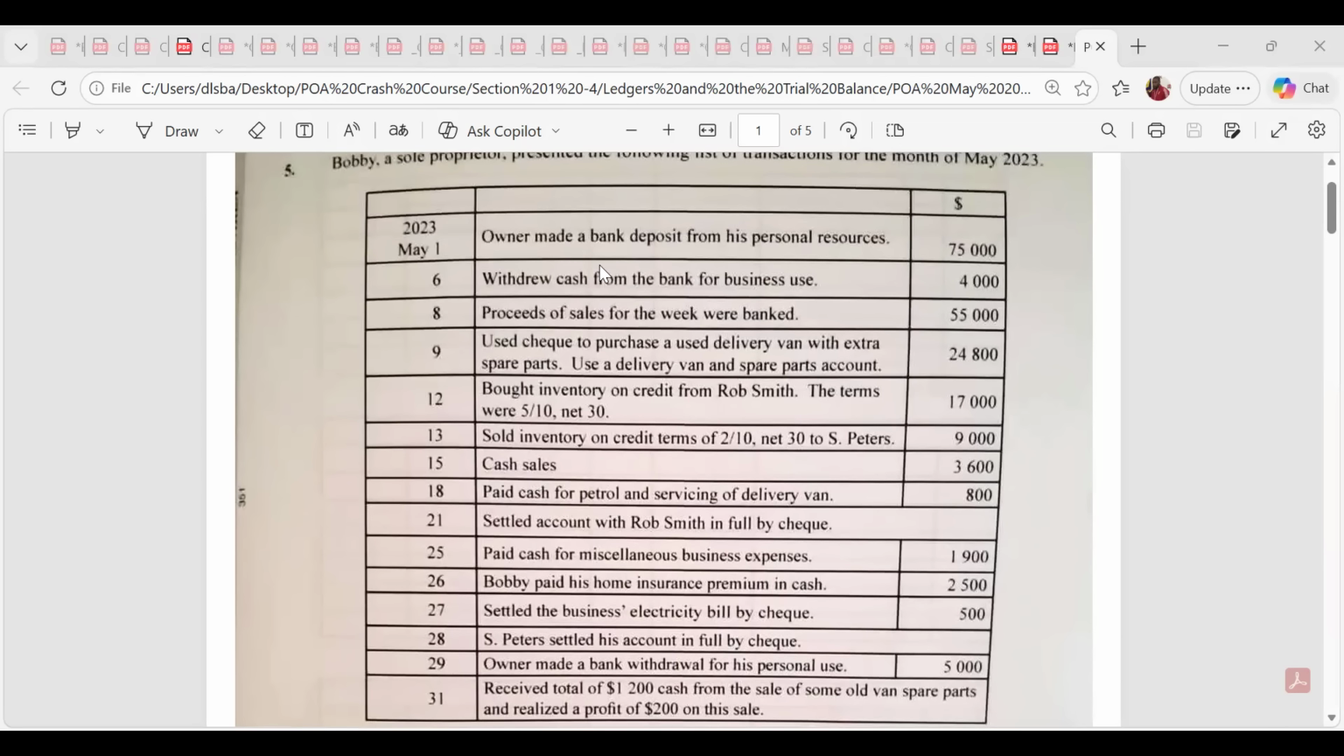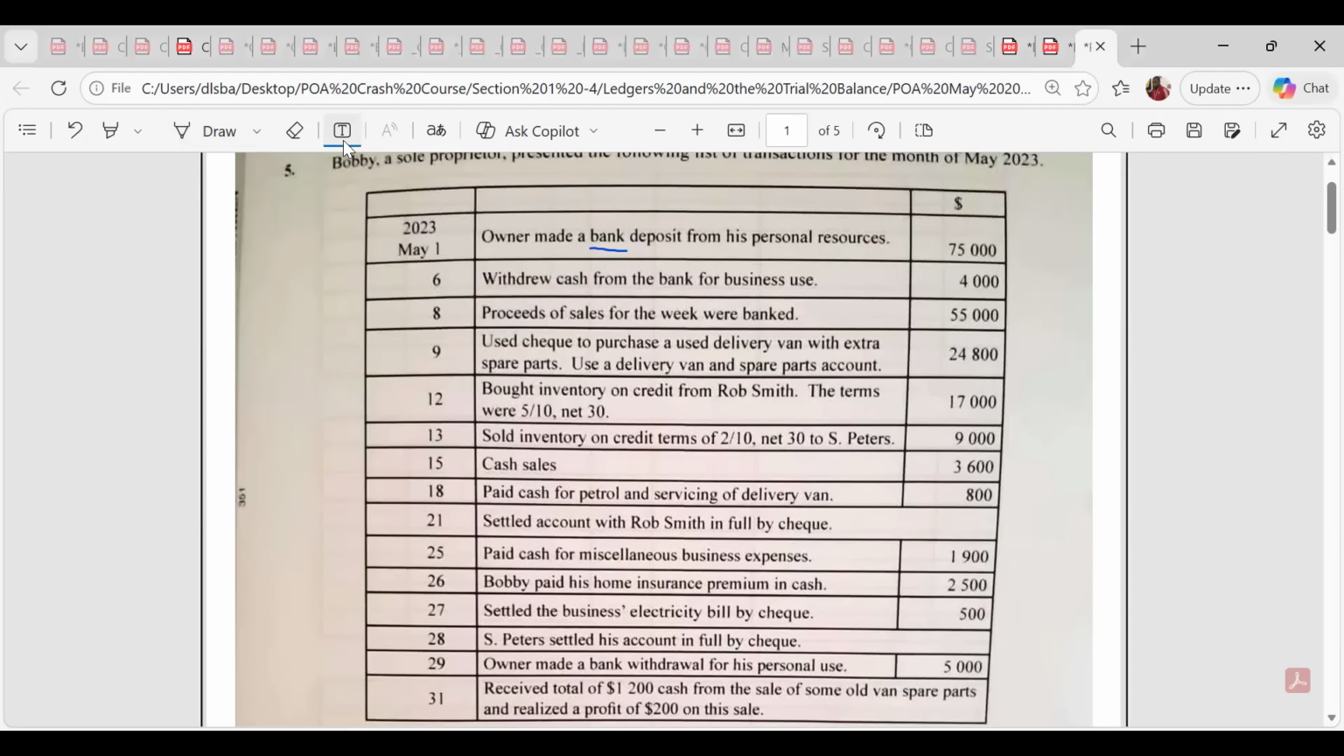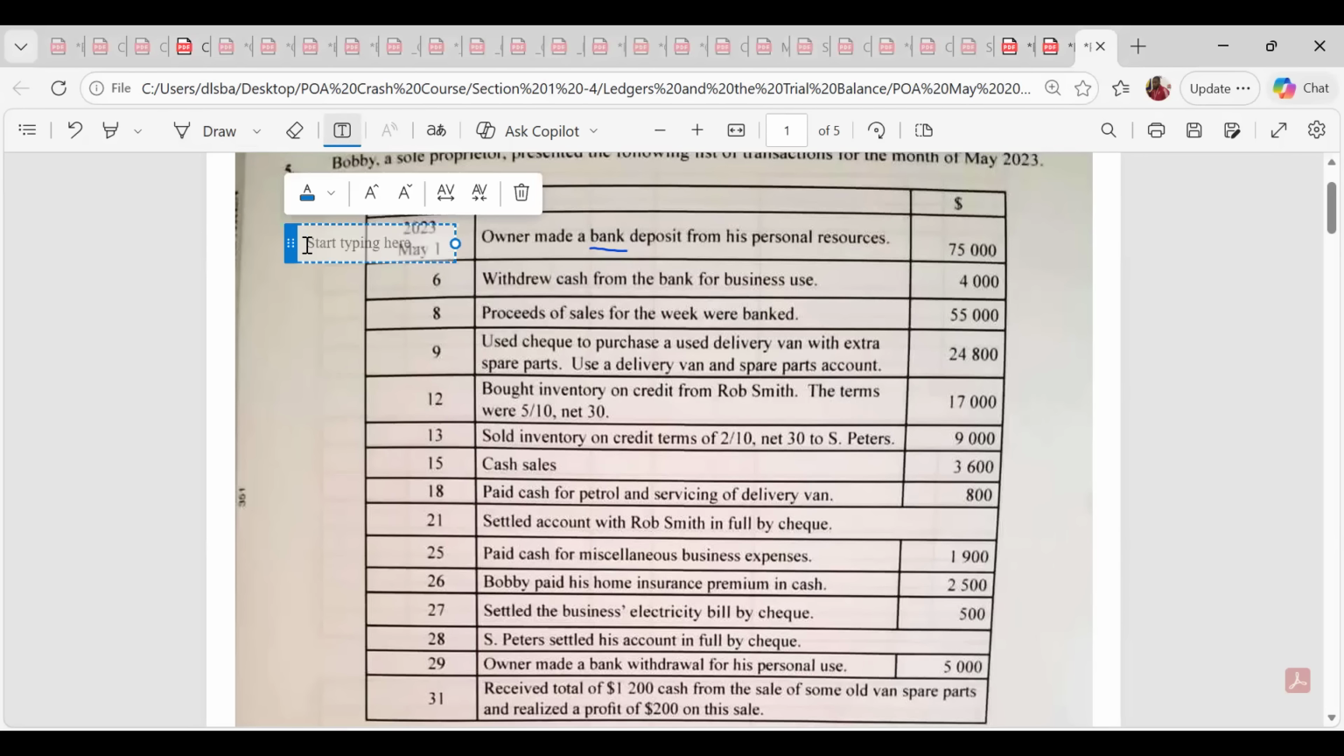So let's look at the first transaction. The owner made a bank deposit from his personal resources, 75,000. What two accounts would be affected there? Bank and capital. When you invest money into your own business, it's capital.